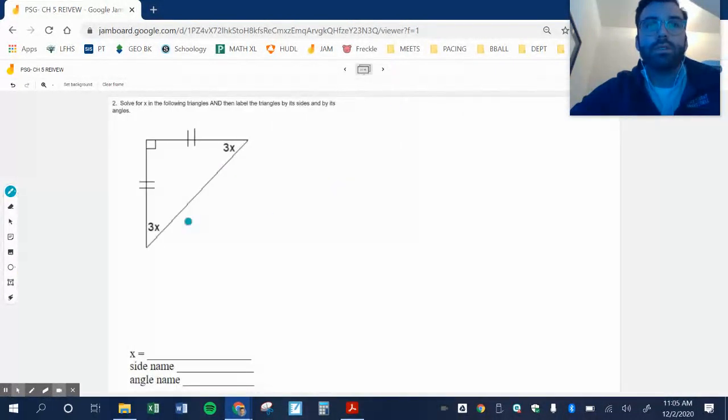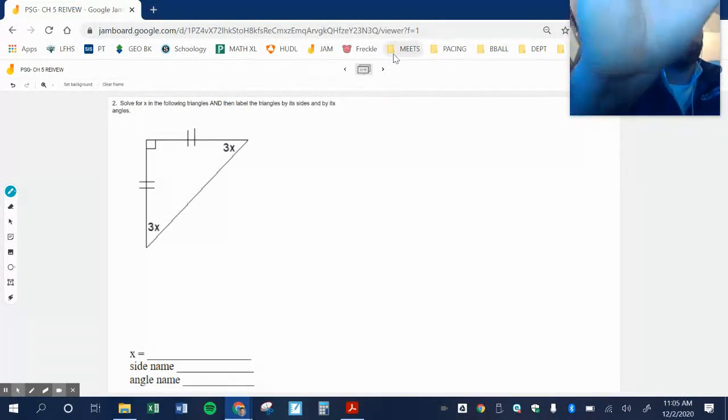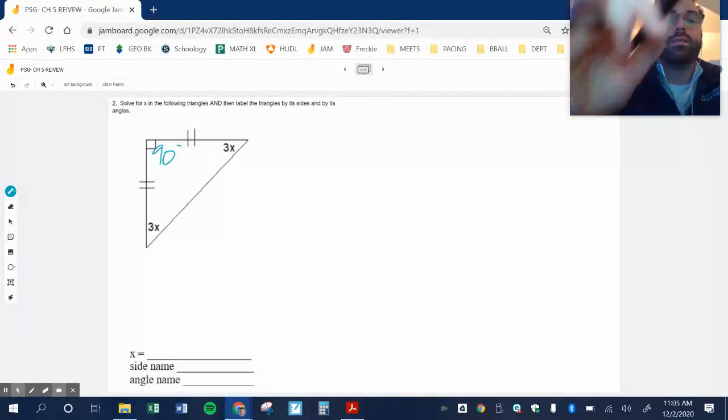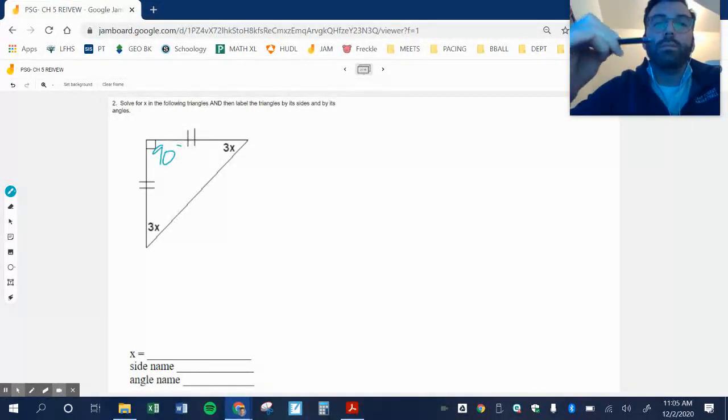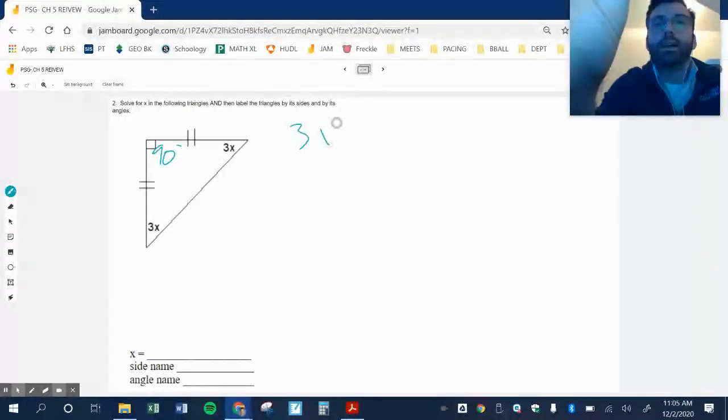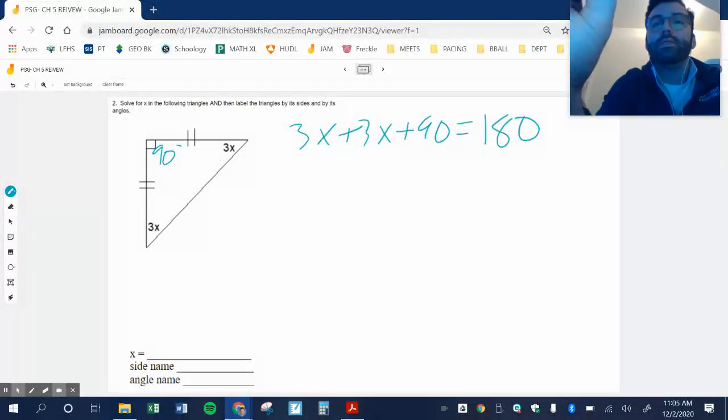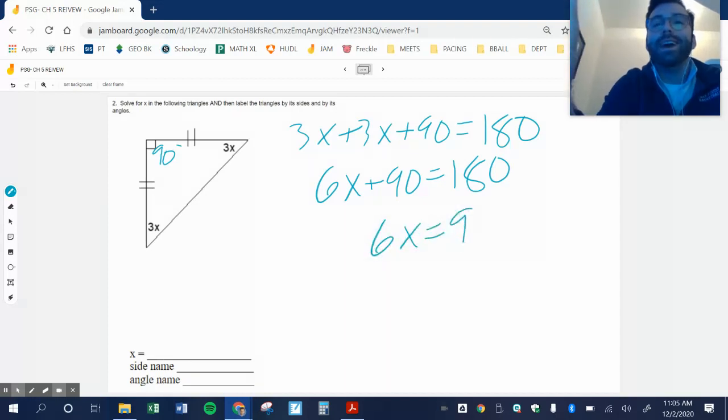Let's keep going. Number 2, at least part A. We want to find x first. Remember that this little box means 90 degrees. Remember, the sum of all angles in a triangle is 180. So I can do 3x plus 3x plus 90 equals 180, which gives me 6x plus 90 equals 180, which means 6x equals 90. So then x is 15.